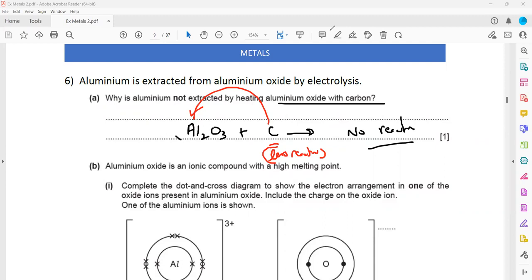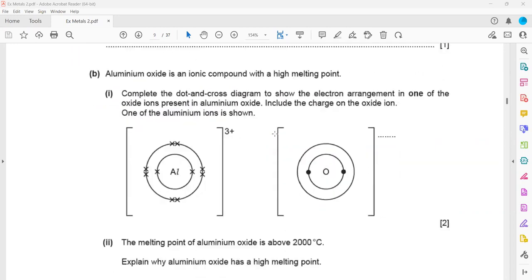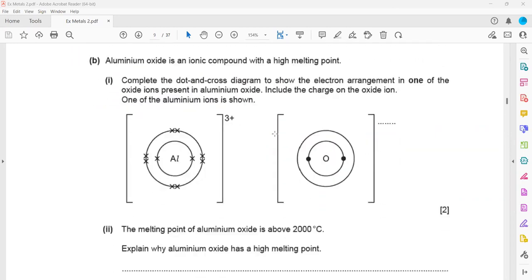For highly reactive metals, we use electrolysis of the molten compound. For metals of moderate reactivity, we can heat with coke or carbon. And for the least reactive, we can simply supply heat energy.